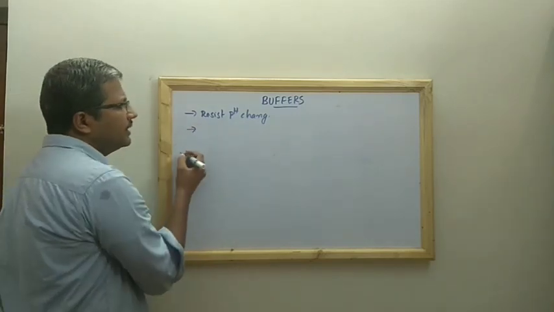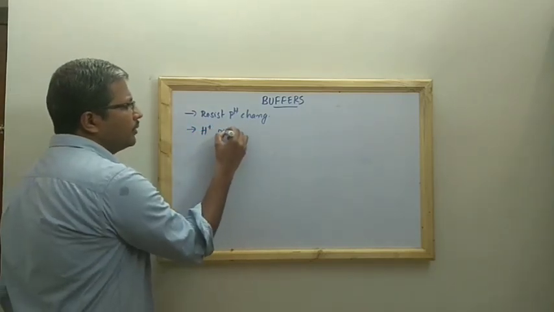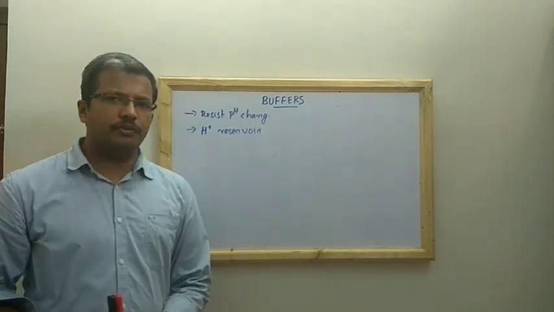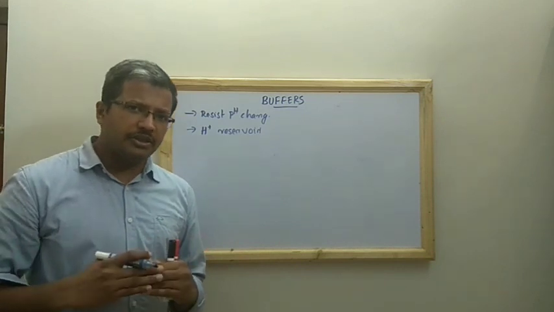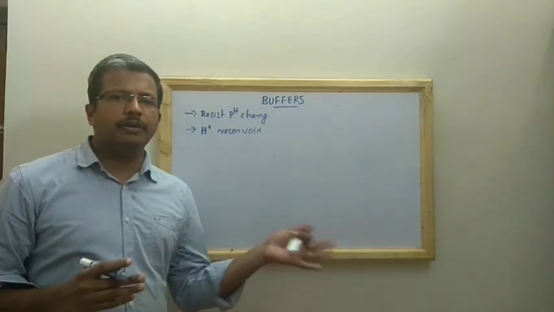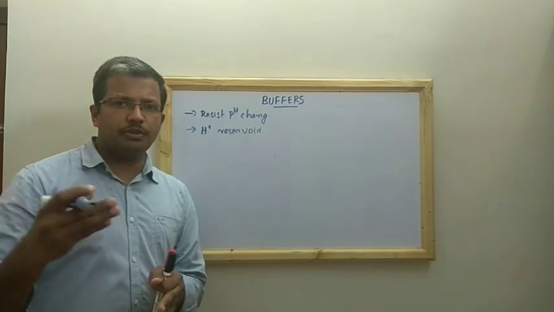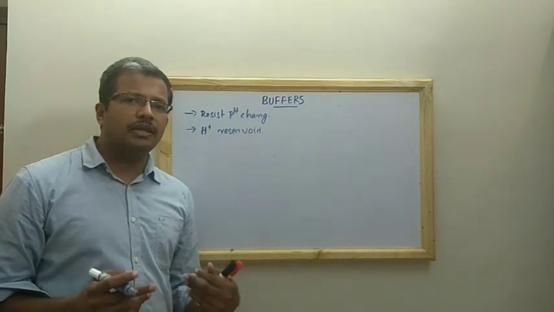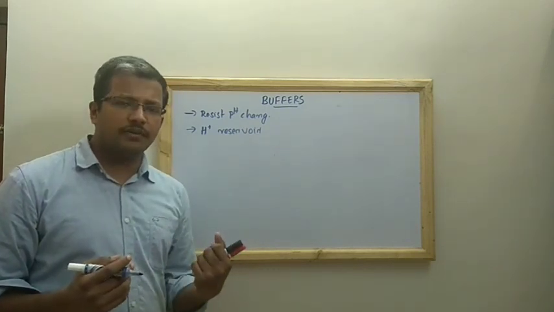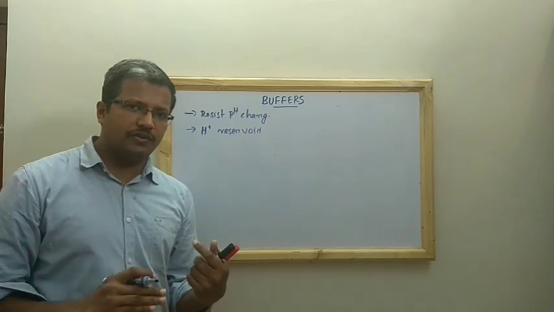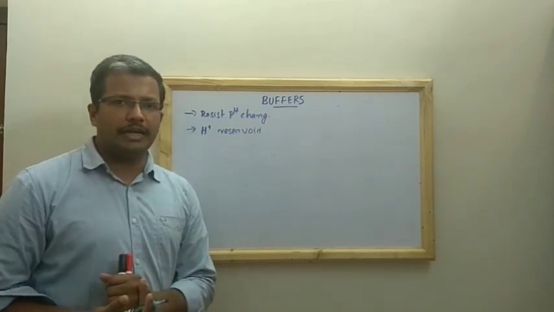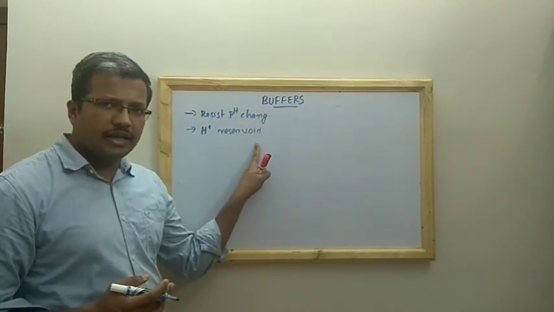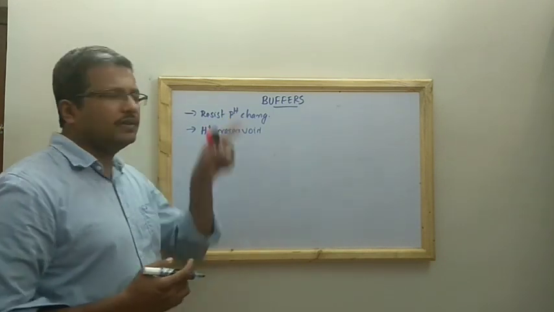Buffer acts as the H plus ion reservoir. How? Whenever the pH is increasing, it will be adding H plus, and as a result the pH will be decreased. Whenever the pH is going down, it will be taking up H plus, and as a result the H plus ion concentration is decreased and the pH will become normal again. So in this way the buffer is acting as a reservoir, and thus it is able to resist the pH change of a solution.